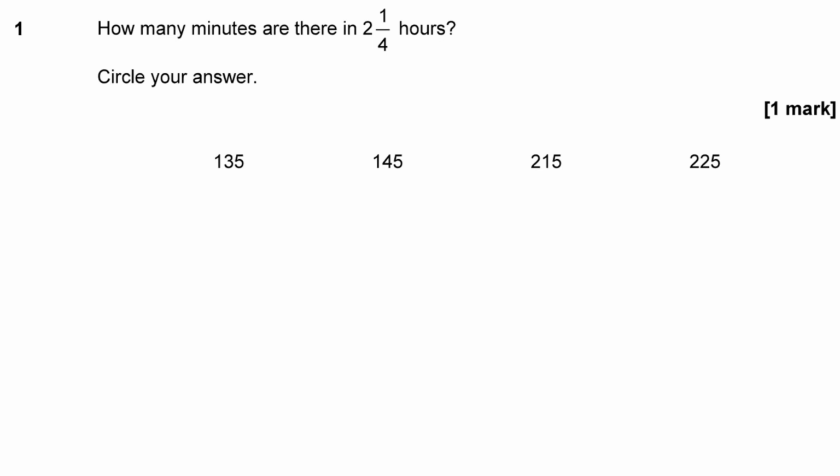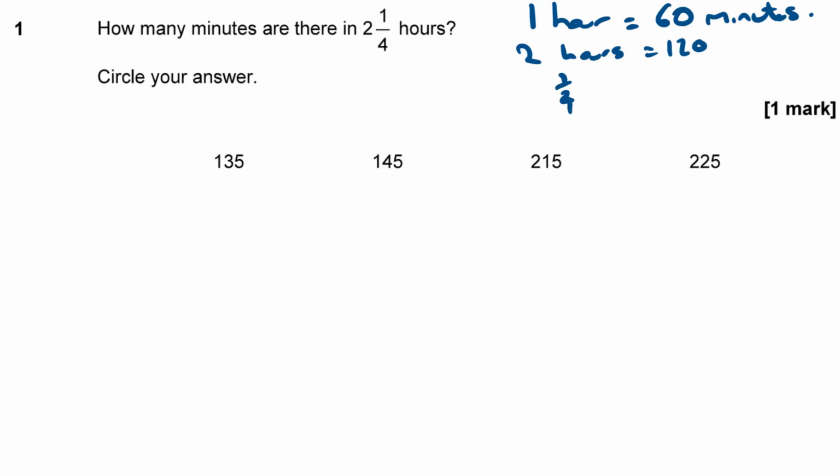Question 1. How many minutes are there in 2.5 hours? Well, 1 hour, as you know, is 60 minutes. So 2 hours is going to be 120 minutes, isn't it? Twice that. And a quarter of an hour, what's a quarter of an hour? A quarter of an hour is 15 minutes, isn't it? So it's going to be 120 minutes and 15 minutes together. Adding those together is 135 minutes.